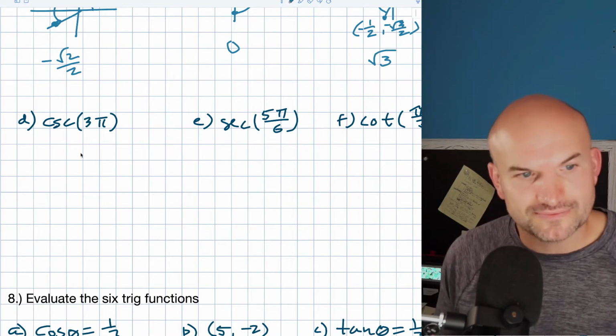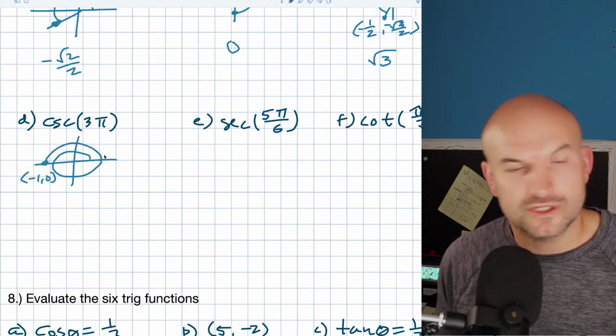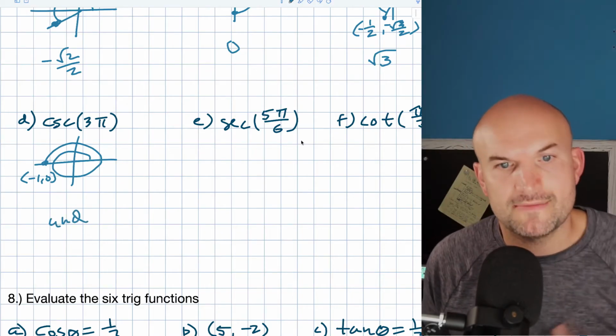Cosecant of 3 pi. Let's see, where's 3 pi? So here's 2 pi, 3 pi, which is going to be -1, 0. Cosecant is going to be 1 over y, which is going to be undefined.